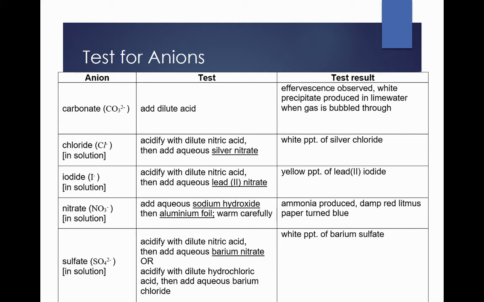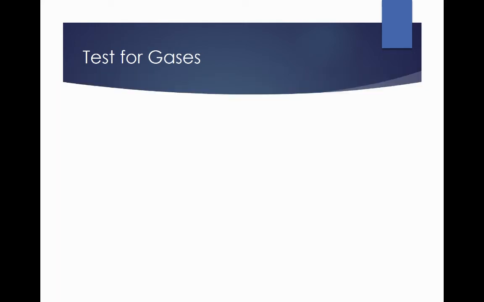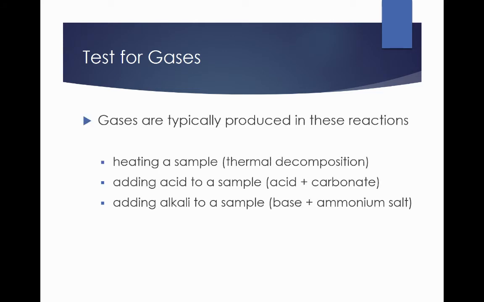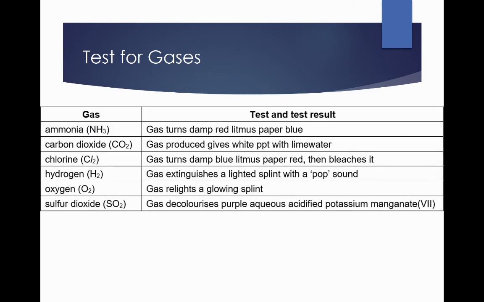And you notice that there are gases that are being produced, and this brings us to the next part where we want to test for gases. Some reactions that will produce gases include heating a sample or perhaps even adding acid or an alkali to an unknown sample. And these are all the gases that you will have to know.